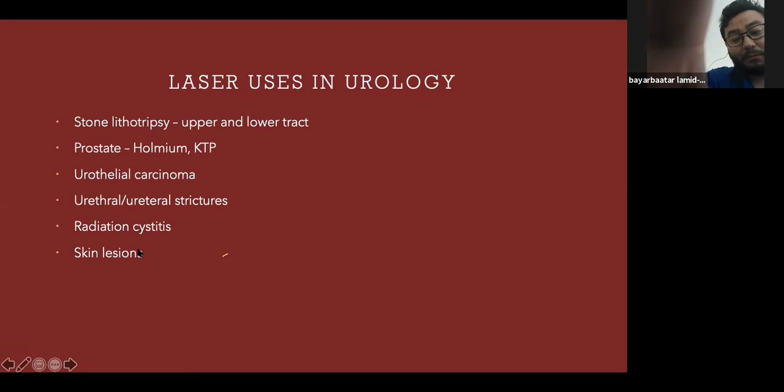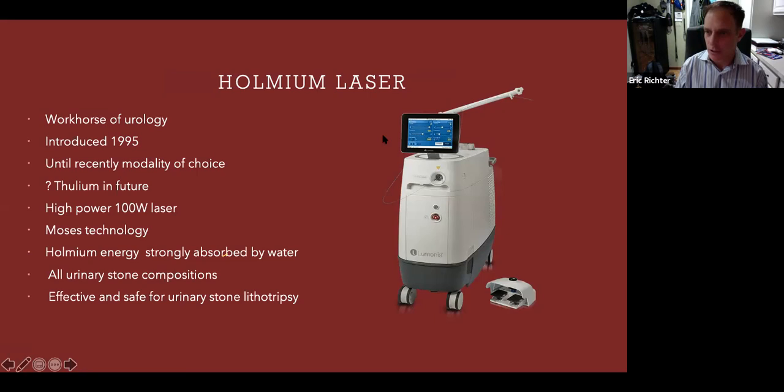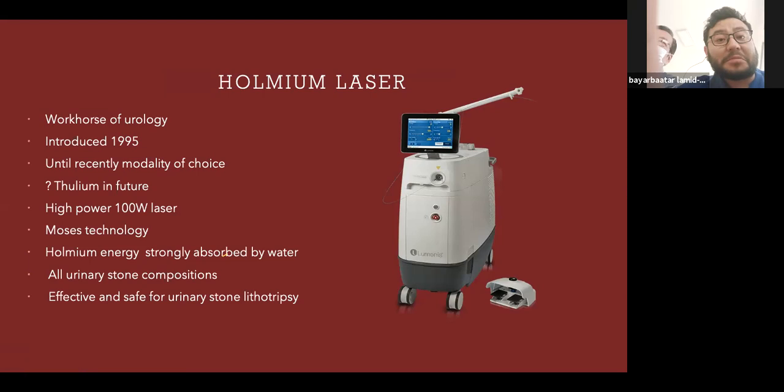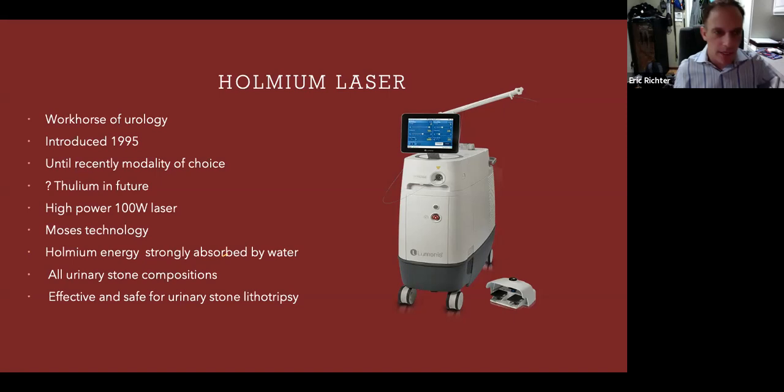So this is the holmium laser. Is this the one you have? It looks like it, but some of the details are a little bit different. Okay. So the holmium laser is really the most common laser we use in urology, introduced in 1995. Until recently, it's been the modality of choice, because there's some emerging evidence for this new thulium laser that's not in widespread use even in the United States. Really, it's not even FDA approved yet.